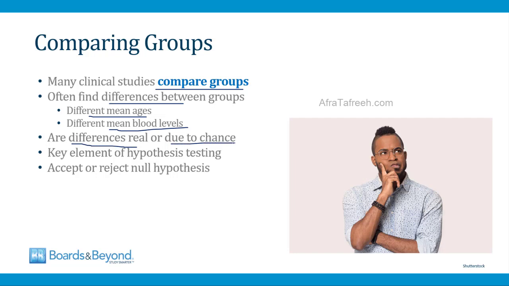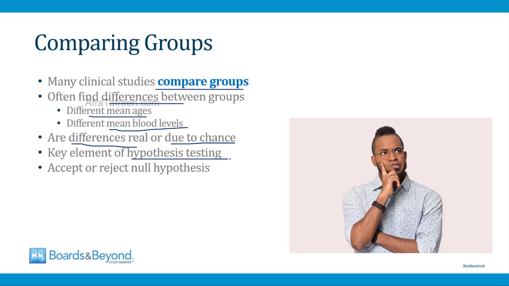Remember that in any clinical study, we're studying a sample of the population. We never study the entire population. And so when you find a difference between groups, you have to ask yourself, is that a real difference that exists in the entire population, or did we just happen to sample a group where those differences are present? And so comparing groups to decide whether differences are real or due to chance is very important in medical research. It's also a key element of hypothesis testing, which I talk about in another video.